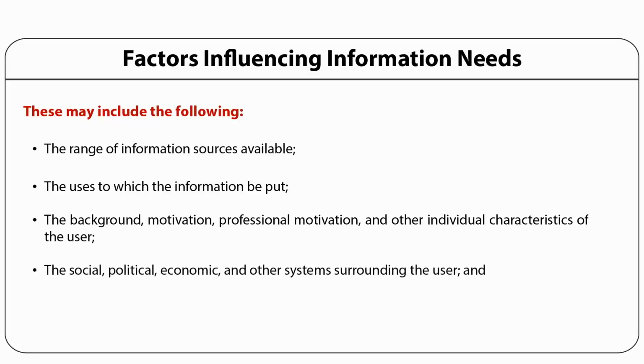The social, political, economic, and other systems surrounding the users, for obvious reasons, affect and influence the information needs. The consequences of information use is another factor which influences information needs of users in one way or the other.